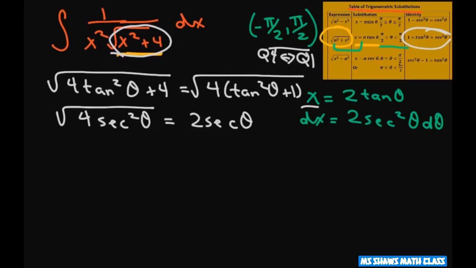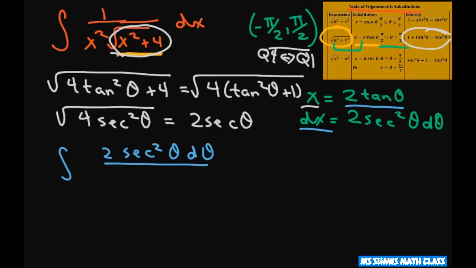Now we can do our substitution, and when you do that, we're going to have dx, which is just 2 secant squared theta d theta, and x squared, so square this. That's going to be 4 tan squared theta. And then this piece here we already did, which was times 2 secant theta. Now all we have to do is simplify this.